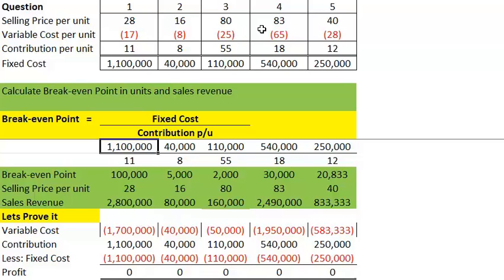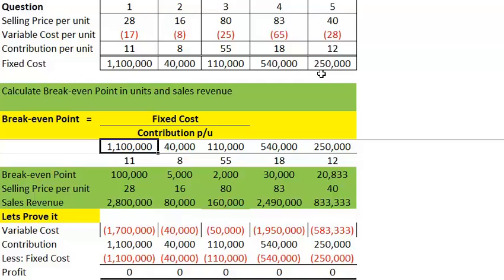In question 4, selling price per unit is 83 pound, variable cost per unit is 65 pound. Every unit is contributing 18 pound toward the fixed cost. In question 5, selling price is 40 pound per unit, variable cost per unit is 28 pound, contribution per unit is 12 pound. We are given a fixed cost of 250,000.